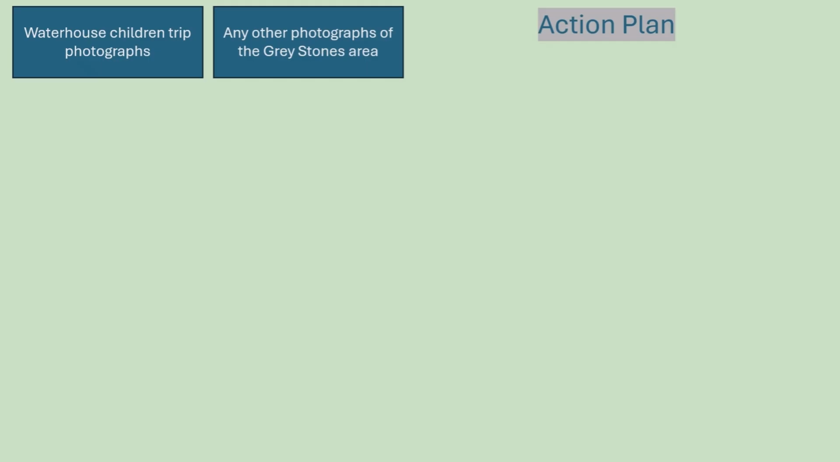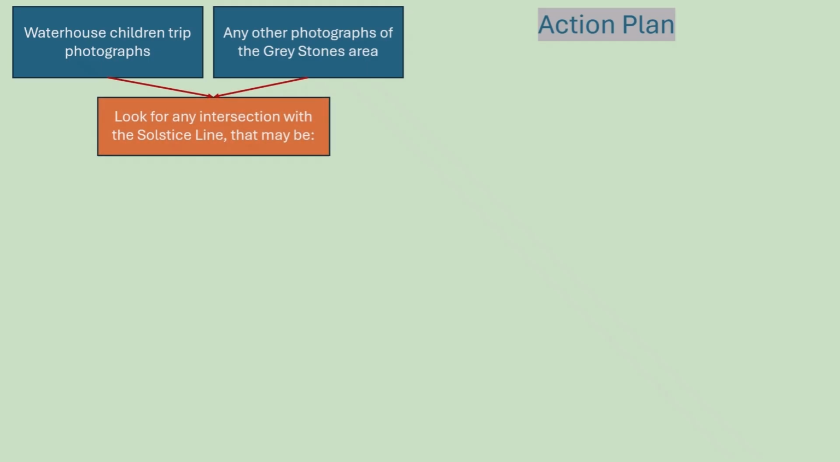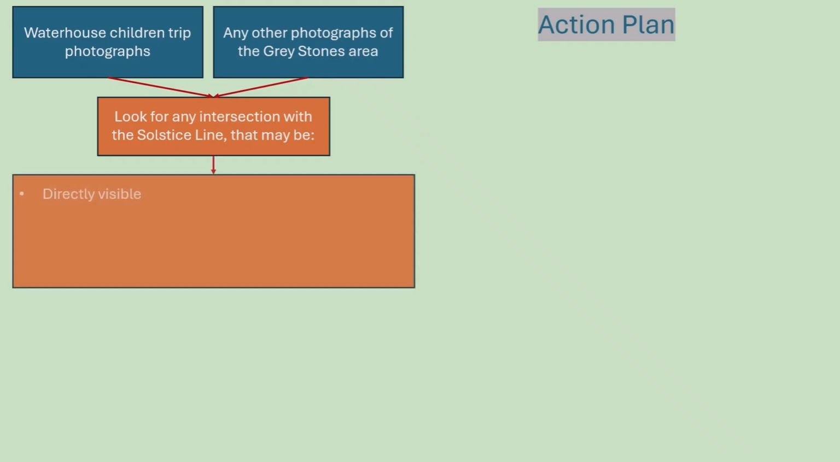To distill all this down into a flowchart action plan to locate Keith Bennett, firstly, re-examine the photographs taken by Brady of the Waterhouse children's trip and any other photographs that he took of the gravestones area, looking for any intersection with the Solstice Line. Keep in mind that the intersection, and hence Keith's grave, may be directly visible in the direction of the gaze of the apparent photographic subject, in the same line that the body position of the subject is facing, on the same bearing as a line from the photographer through the subject.